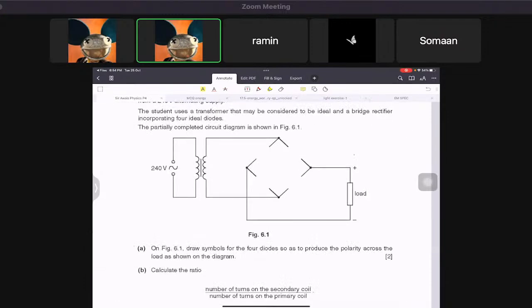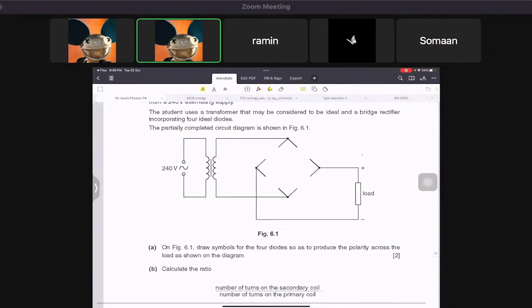So first of all, in this question, you should realize that transformers are not there, but suppose this was connected from here to here directly. They've said draw the symbol of 4 diodes to produce the polarity across the load shown. So they say there should be a higher potential here, lower potential here, which means that no matter which type of current, whether the half cycle should also go here and the other half should also go here. Do you understand my point?